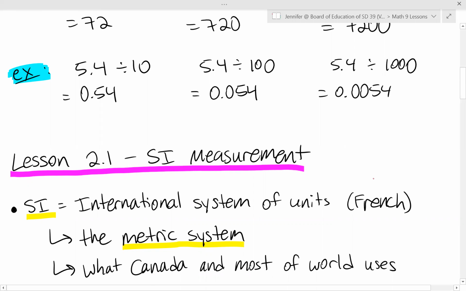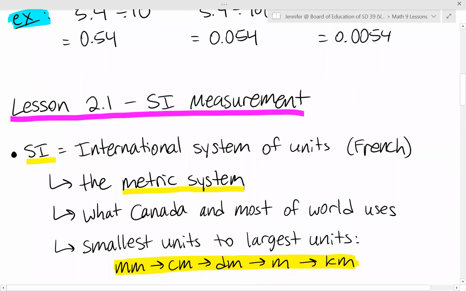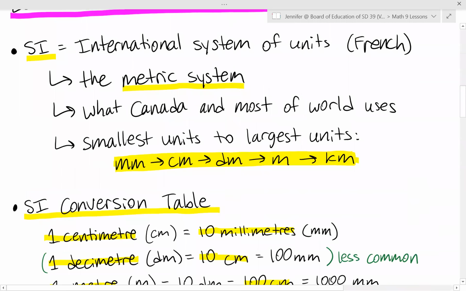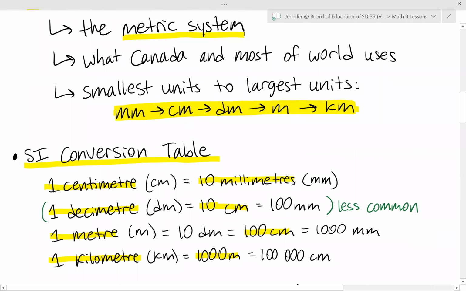So that's why. An easier word to remember it by is it's just the metric system. This is the system of measurement that we use in Canada and most of the world uses. I think it's everybody except for the United States that uses the metric system for measuring. From the smallest units in the metric system to the largest, we've got millimeters, centimeters, decimeters, meters, and kilometers. Hopefully those sound familiar. This conversion table kind of shows how many centimeters are in meters and millimeters, etc.